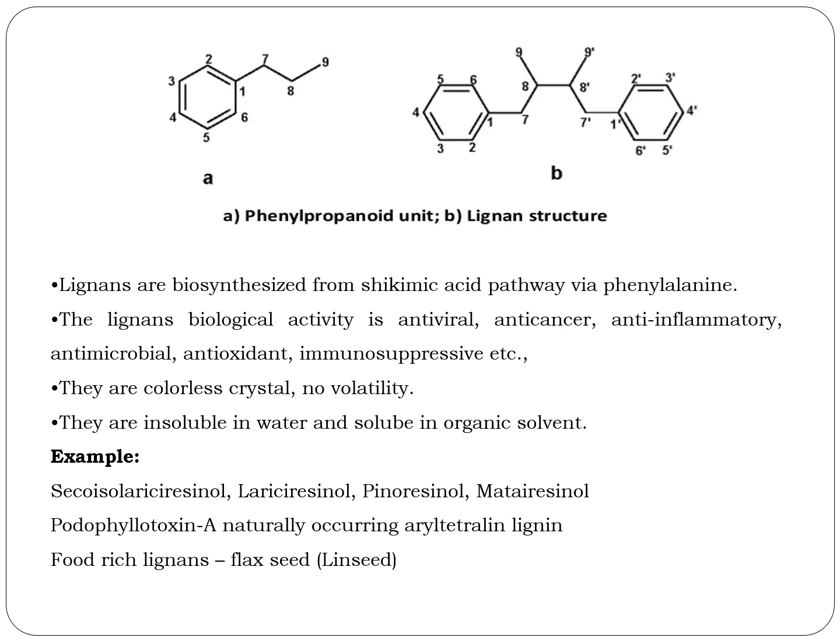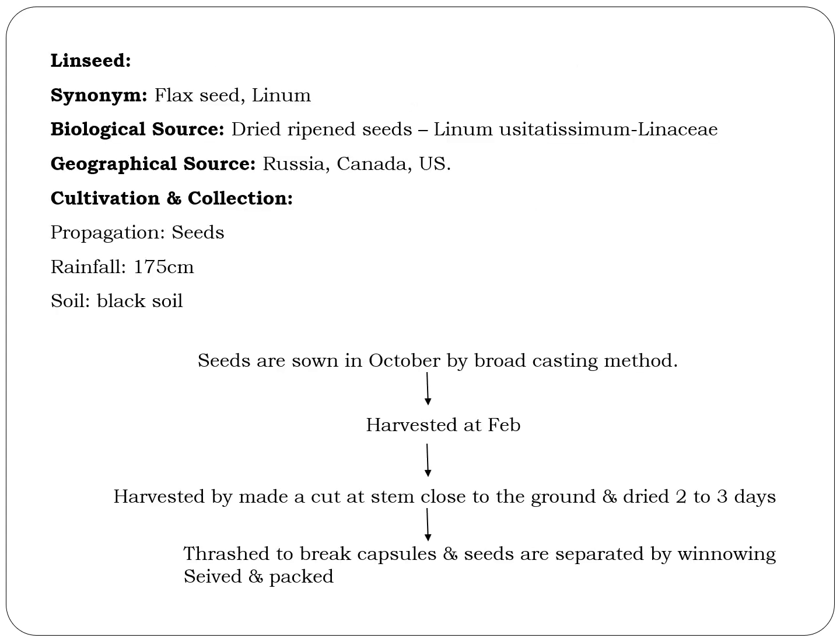Examples: secoisolariciresinol, lariciresinol, pinoresinol, matairesinol, podophyllotoxin, a naturally occurring aryltetralin lignan, and food-rich lignans from flaxseed, known as linseed. Let us see an example of linseed under lignans. It is commonly called flaxseed and linum.